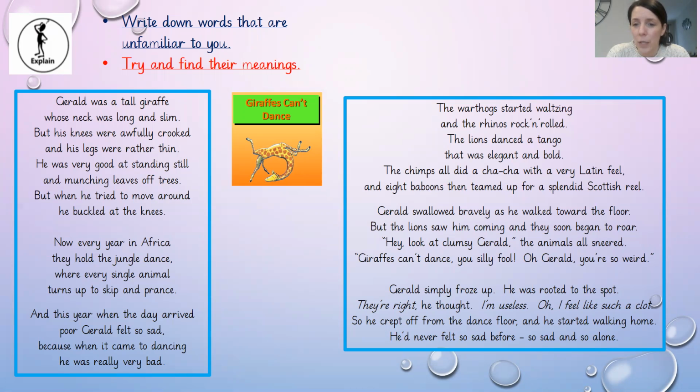Gerald simply froze up. He was rooted to the spot. They're right, he thought. I'm useless. Oh, I feel like such a clot. So he crept off from the dance floor and he started walking home. He'd never felt so sad before, so sad and so alone.